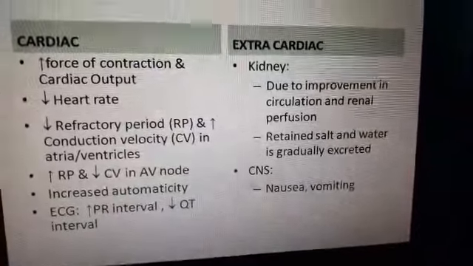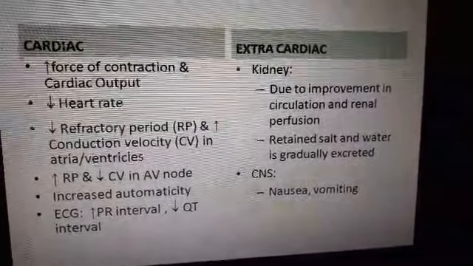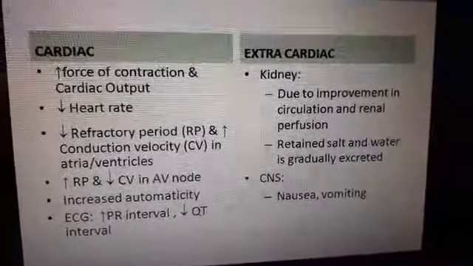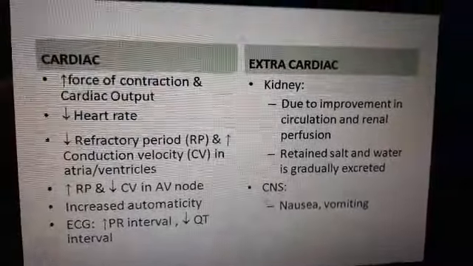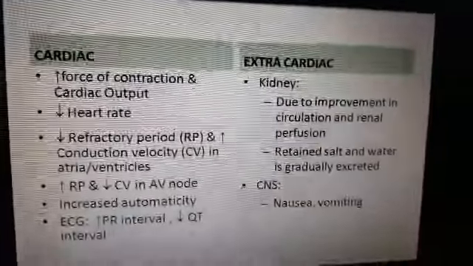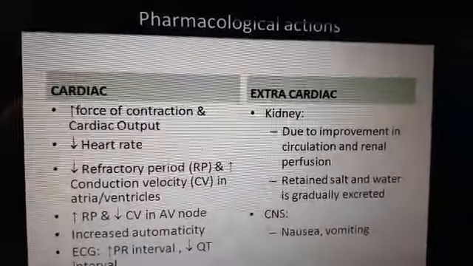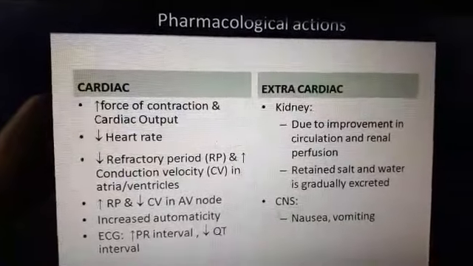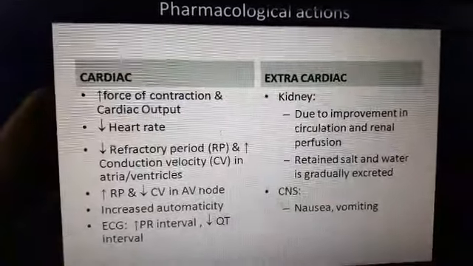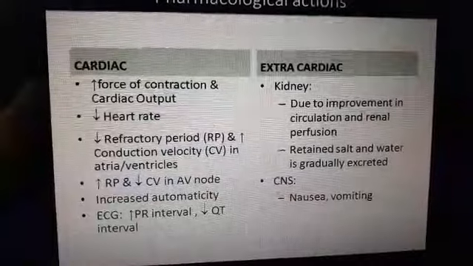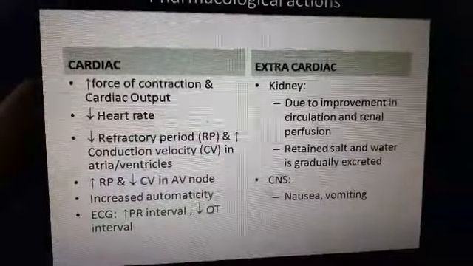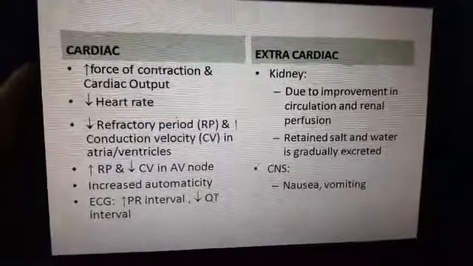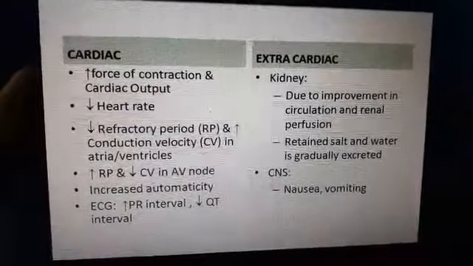Now, there are some extra cardiac effects. In the kidney, due to improvement in the circulation and renal perfusion, there is gradual elimination of salt and water. So when a patient is receiving digoxin, cardiac contractility is improved. So perfusion to other organs that was decreased in heart failure is gradually improved. So renal perfusion improves, which will lead to improved GFR. That will cause more excretion of salt and water.